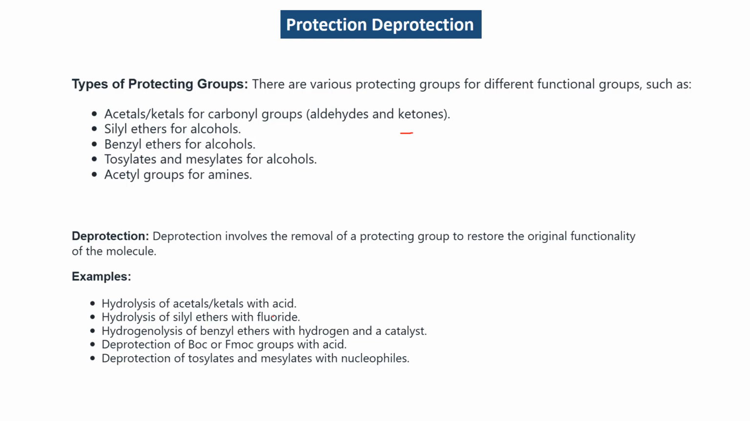If you want to deprotect the alcohol from the silyl ether, we have to add any fluoride source. If you want to deprotect the alcohol from benzyl ether, we have to do hydrogenolysis. If you want to deprotect the amine from BOC or FMOC, we have to add acid. If you want to deprotect from tosylate or mesylate, we have to add some nucleophile.